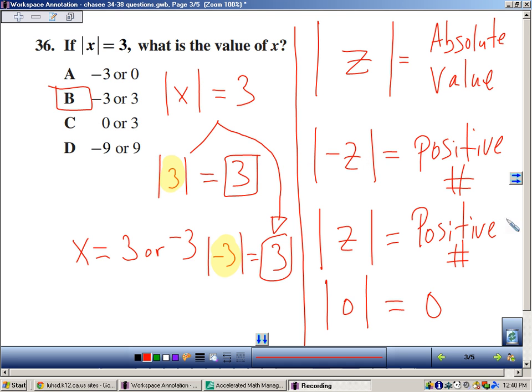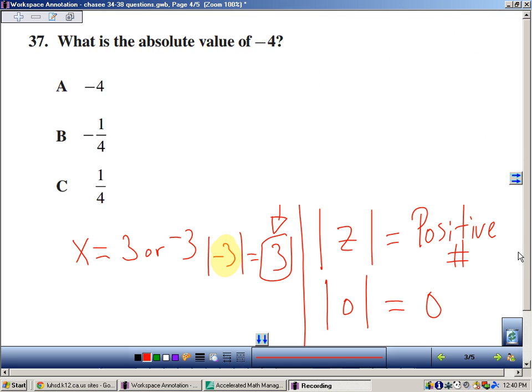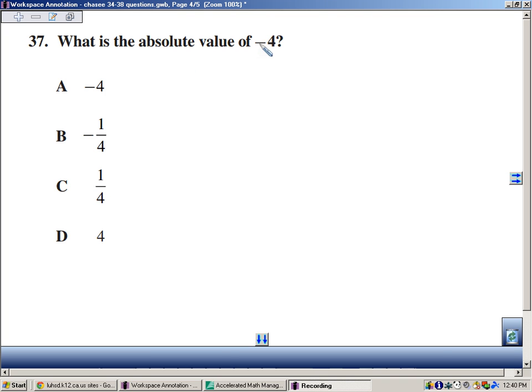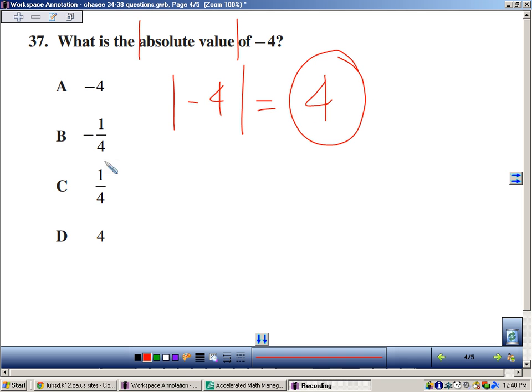Next question. What is the absolute value of negative 4? Again, these symbols mean absolute value brackets. So by changing this, we have negative 4. What's the absolute value of that? Positive 4. So the answer is positive 4.